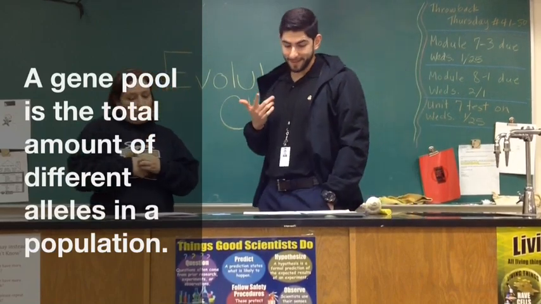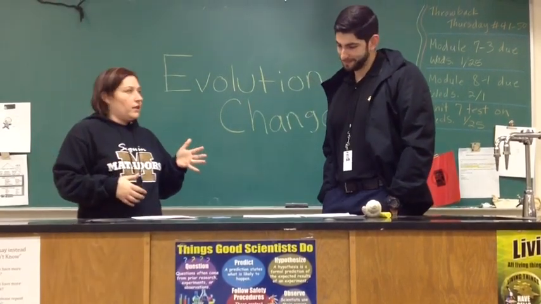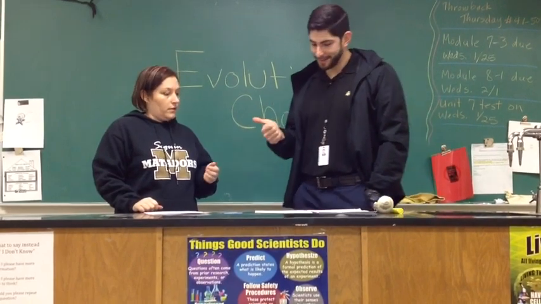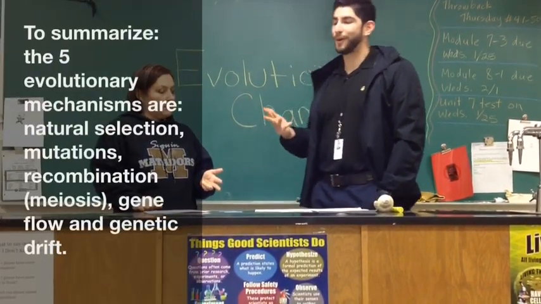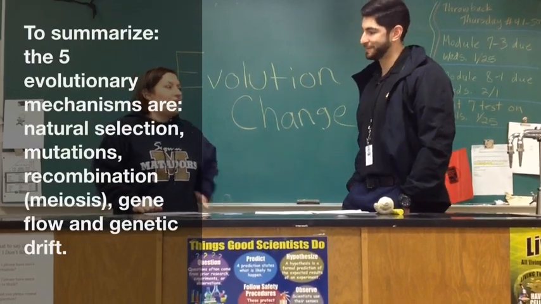That's correct. Okay, so these are the five ways that evolution can occur: natural selection, mutations, recombination, gene flow, and genetic drift. Okay, I think I got it. Awesome.